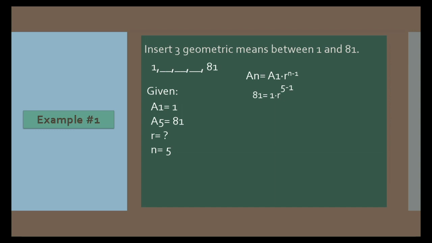81 is equal to 1 times r raised to 5 minus 1. 81 is equal to 1 times r raised to 4. Divide both sides by 1 or pwede ding hindi since 1 lang naman siya. 81 is equal to r raised to 4. Getting the fourth root, our ratio is 3.